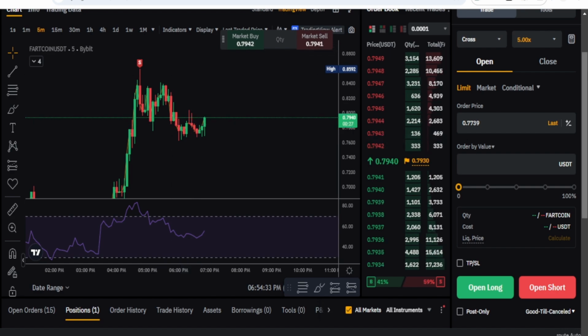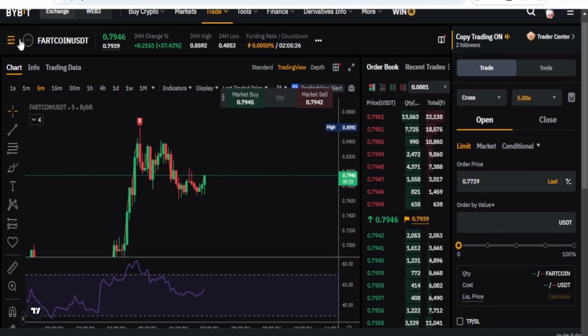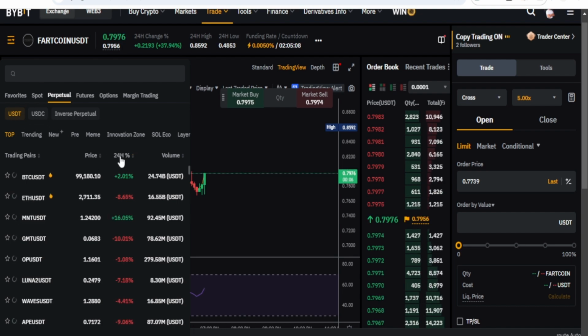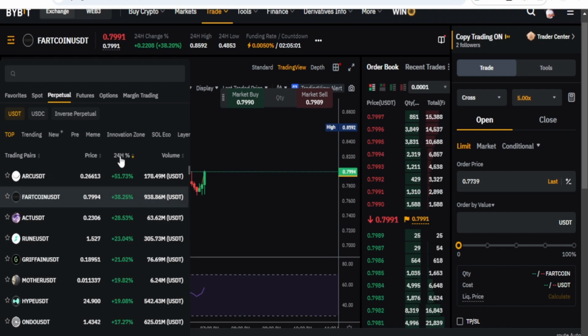You can always come in here to sort. If I go again to search for those tokens, I can come in here to 24 hours. Make sure you're on perpetual. If you are trading spot, you can use the spot option, but make sure you're on perpetual. Then select the USDT option. If you are trading with USDC, select the USDC option, and then right here where it says 24 hours, just go ahead and click on it. Here it will give you the ranking according to volume. But if I click on it again, it will now give you ranking according to the tokens that are, these are top gainers actually.